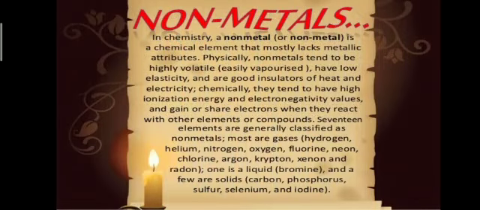Now, nonmetals. What are nonmetals? A nonmetal has the properties opposite of metals. A nonmetal is a chemical element that mostly lacks metallic attributes. It means they don't have metallic bonds. Physically, nonmetals tend to be highly volatile, have low elasticity and are good insulators of heat and electricity. Metals are good conductors and nonmetals are good insulators. Chemically, they tend to have high ionization energy and electronegativity values and gain or share electrons.